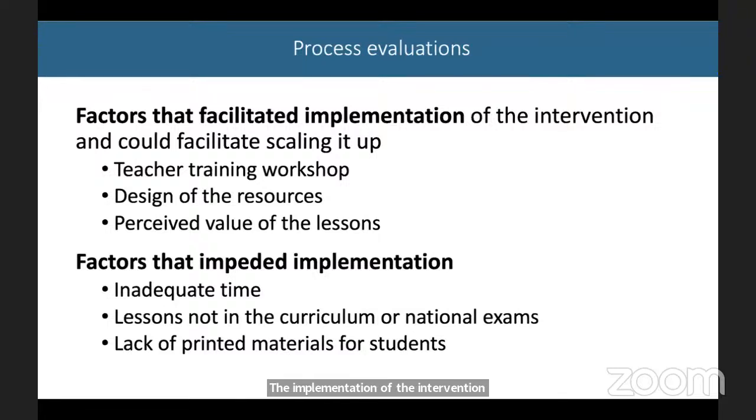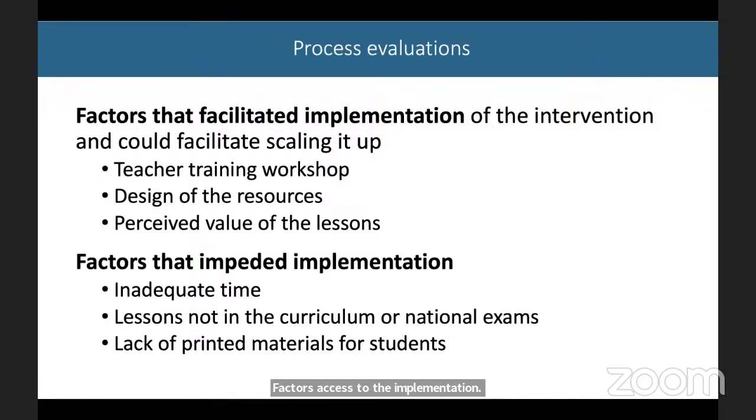And what we have found across the 3 countries was that some of the factors that facilitated the implementation included teacher training, the fact that we trained teachers before delivering the intervention. It was a critical factor that facilitated the effective implementation and delivery of the intervention. But also the way the resources were designed in close collaboration with end users also facilitated the intervention. But also the fact that the intervention was felt by users as a valued asset was also one of the key factors that facilitated the implementation.